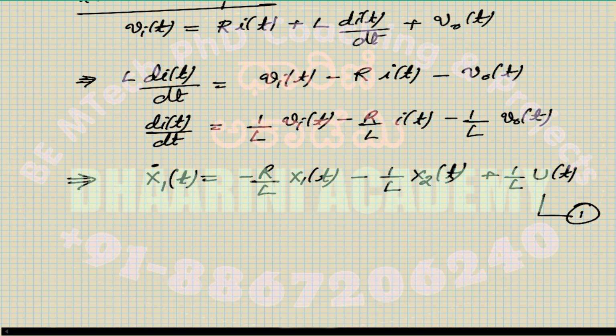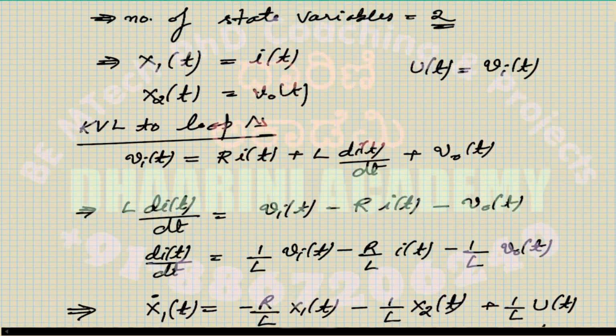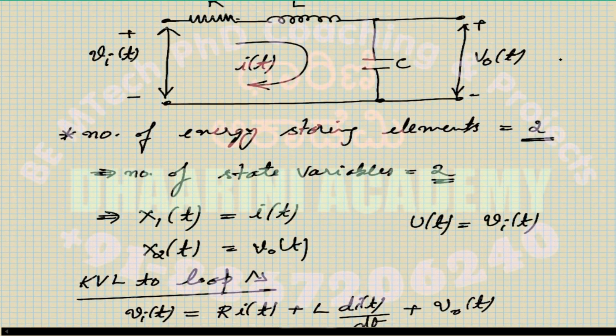So the second state variable is V naught. Is there any method to get the differentiation of V naught, right? That's my objective now. What is the equation for V naught? V naught is nothing but the voltage across the capacitor.